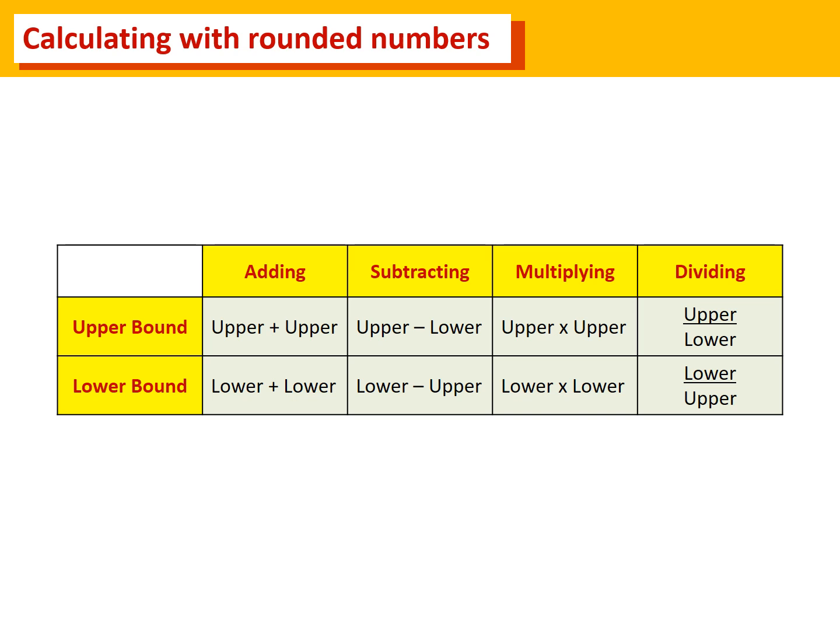Now, you can just try and remember this table if you wish, but it's much better to understand why, for example, when you are multiplying and you want the lowest possible value, you need to multiply the two lower bounds of the individual measurements. You really need to understand this table rather than try to remember it.